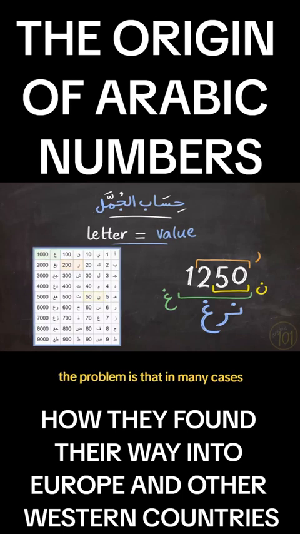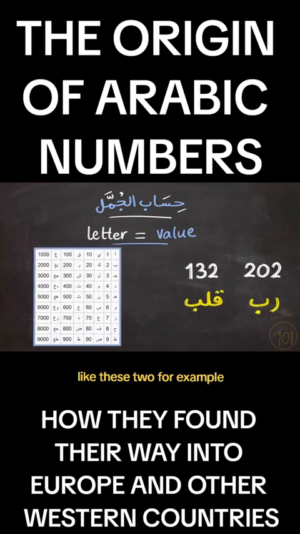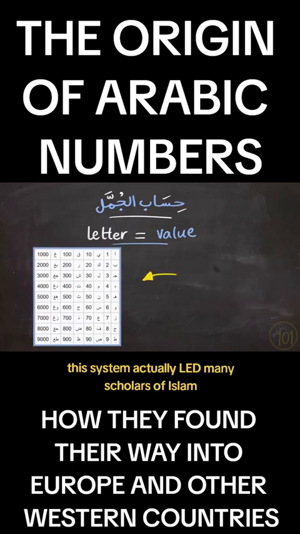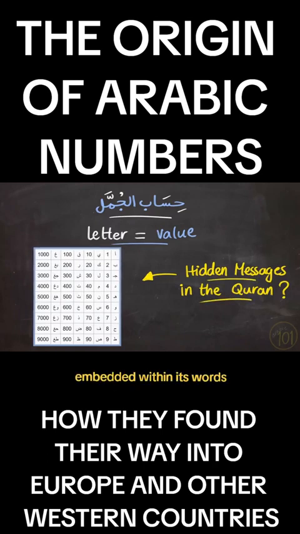The problem is that in many cases, words formed in this system would be actual words that already existed in Arabic. Like these two, for example. And on a side note, this system actually led many scholars of Islam to believe that the Quran contains secret or miraculous messages embedded within its words when we apply this Abjad numerals or Hisabul Jummal.